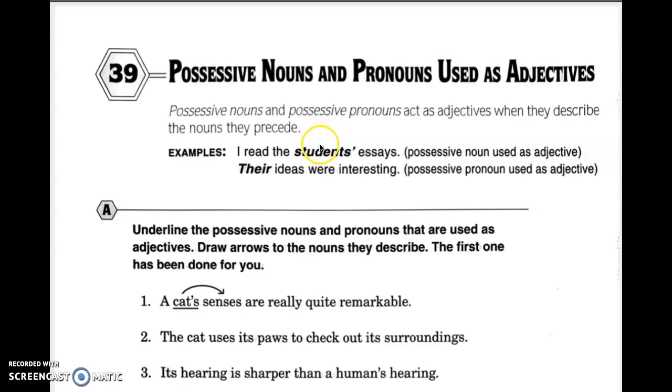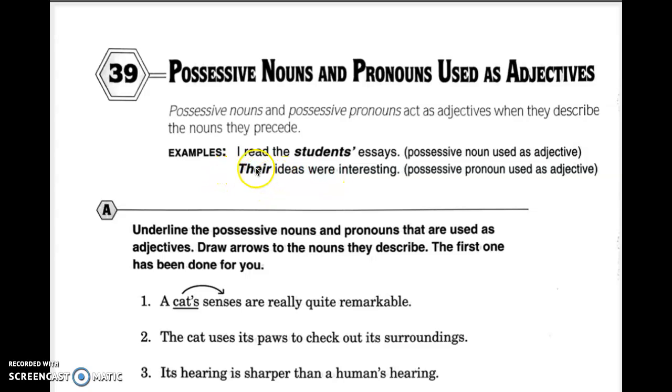In this case, this noun, students, is being used as the adjective in the sentence to describe whose essays, to describe the essays even further. So students is being used in this sentence, even though it's typically a noun, a possessive noun. In this sentence, it's being used as an adjective. Okay, so nouns can be used as adjectives at times. Let's move on to the next one.